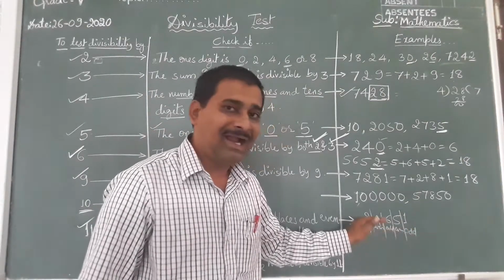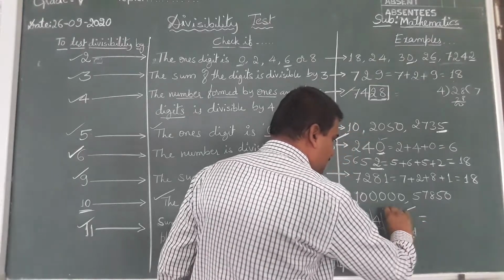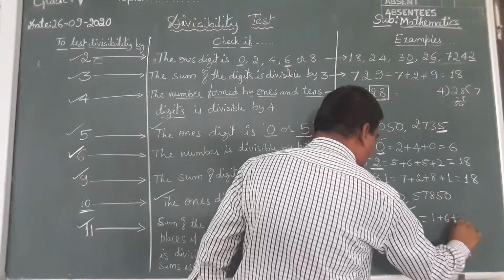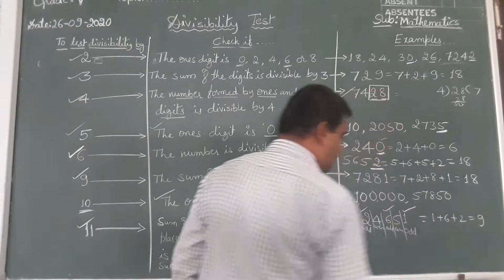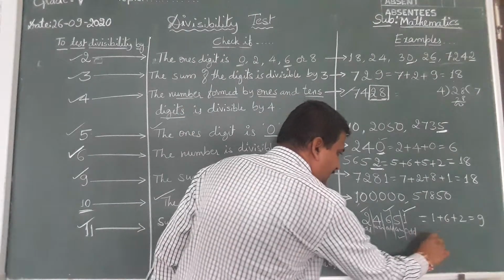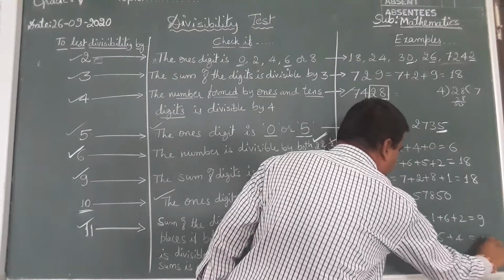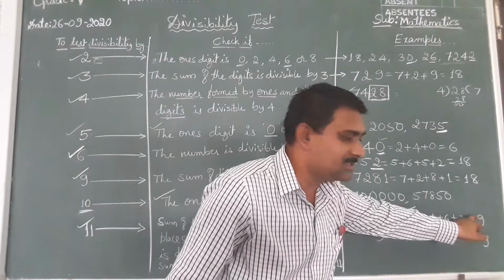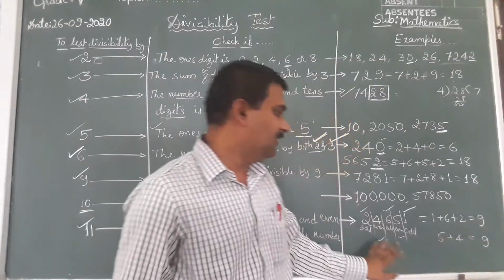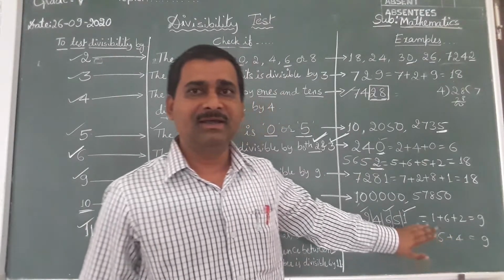Add the odd place digits: 1, 6, 2. 1 plus 6 plus 2 is 9. Take the even place digits: 5 plus 4 is 9. If you find the same number after adding, then you can say that 24,651 is divisible by 11.